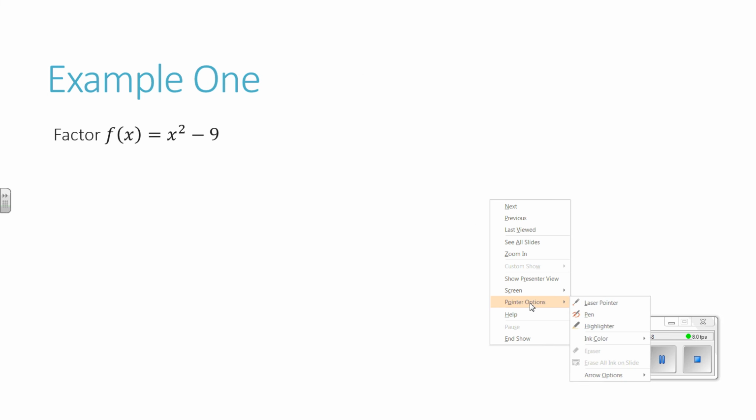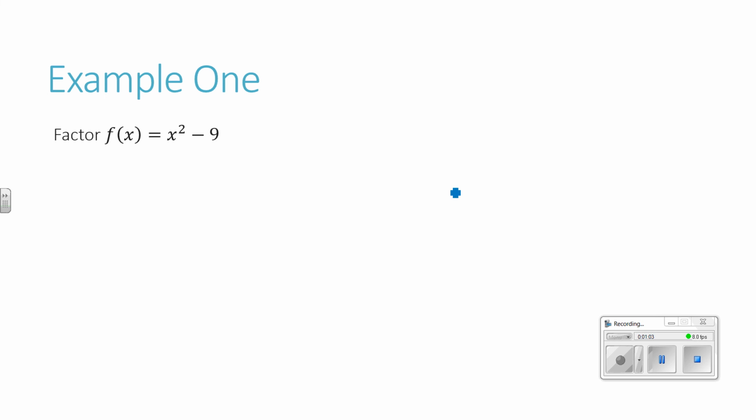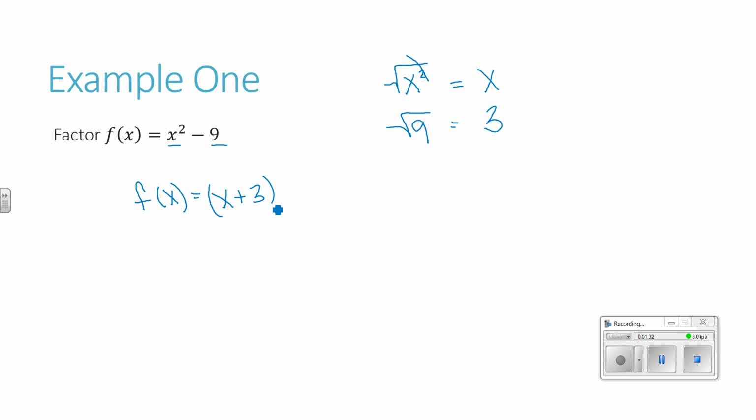Example 1 says factor f of x equals x squared minus 9. So all you have to do is take the square root of that first term and the square root of that second term. So this is the square root of x squared. The square root and the square cancel each other out, and you get x. Then you take the square root of 9. You get 3. So this means that this factors to f of x equals x plus 3 in parentheses and x minus 3 in parentheses.